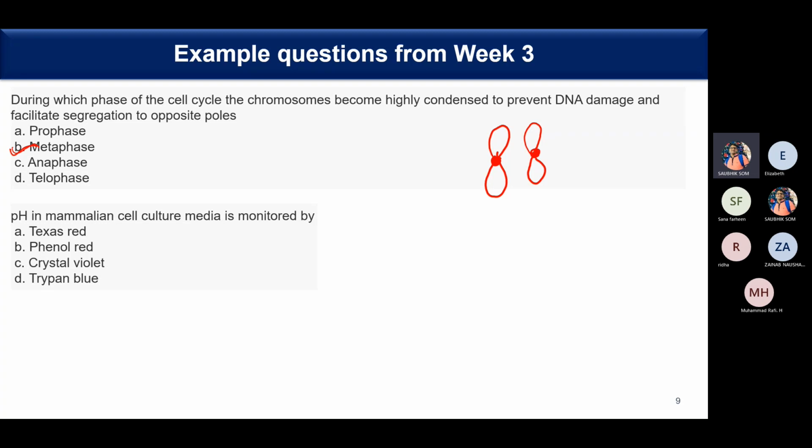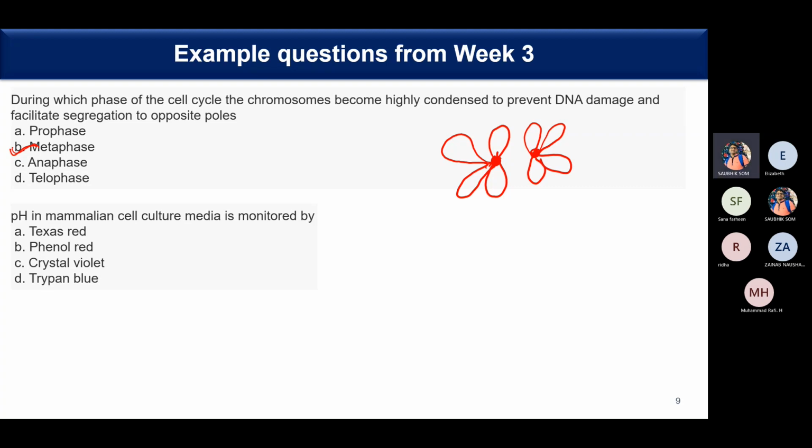But I am not sure it will be anaphase, because you see the chromatin will be like this, correct? So anaphase is where it segregates, but it's most highly condensed in metaphase. So I think the answer whatever is given is not correct.